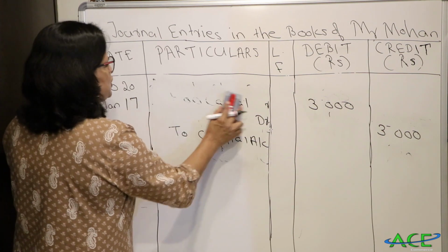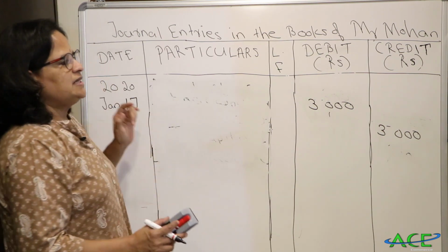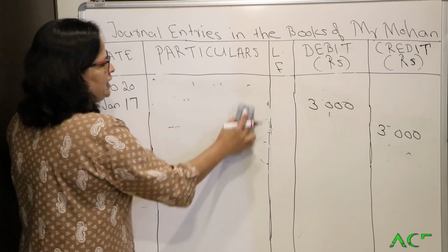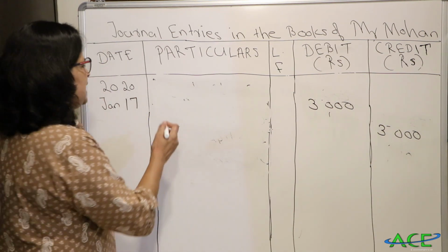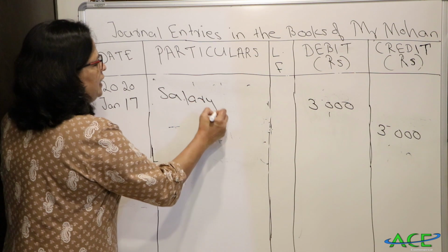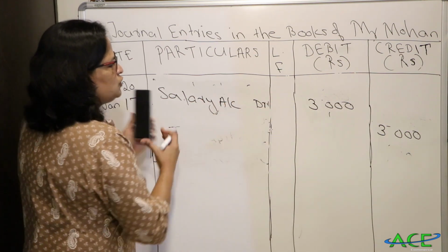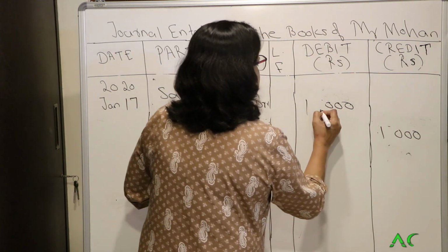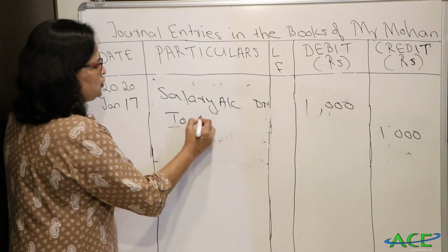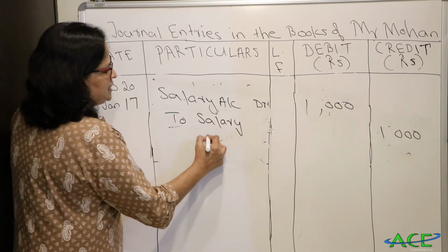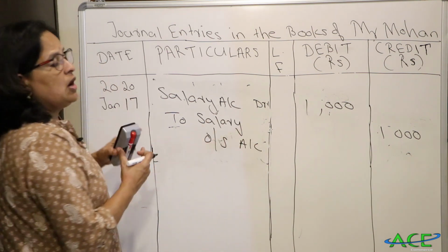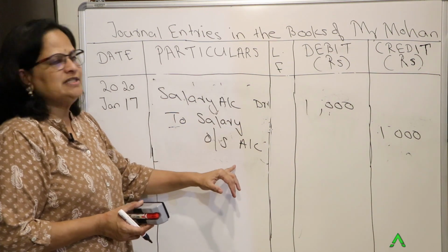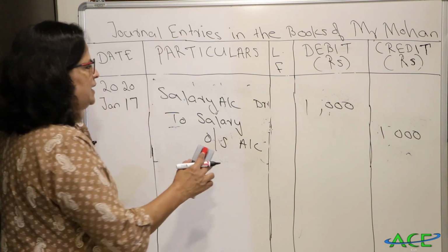So the next transaction is salary outstanding rupees 1000. If you are writing salary outstanding 1000, salary account debtor 1000 to salary outstanding account. So this outstanding salary is not paid. Salary is an expense, nominal item. Salary outstanding is a personal account because it represents the person. Next transaction.